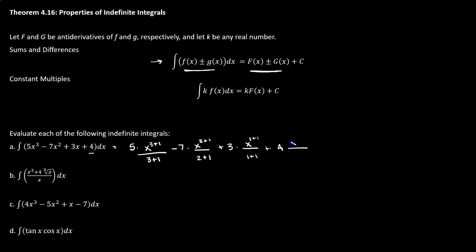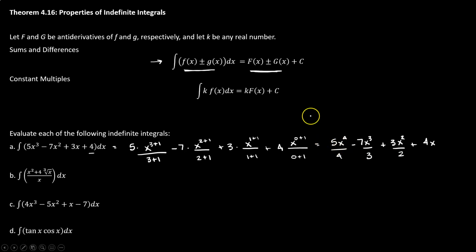Now technically, we could look at this as x to the 0 for the original exponent, because x to the 0 is 1, but then we're adding 1 to that from the process of integration, and then dividing by our new exponent. And then we can clean this up. So instead of x to the 3 plus 1, we can write that as 5x to the 4th, and the denominator could be simplified to be a 4 as well. And then we have minus 7x cubed over 3 plus 3x squared over 2 plus 4x.